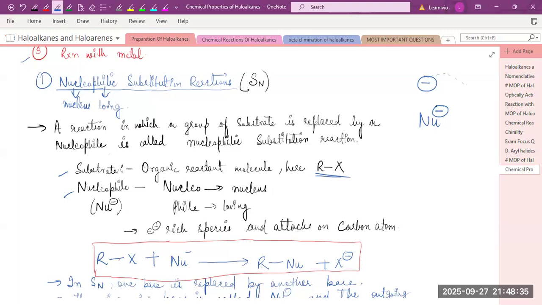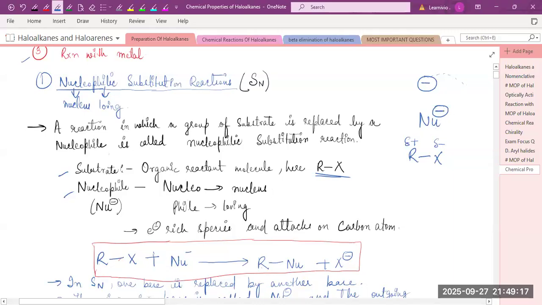Suppose we have RX, so this is alkyl halide. This is the substrate over here. In this reaction, there are two types of components. First one is the substrate and the second is your nucleophile. So what happens? You know very well this is the RX bond. The R alkyl group contains carbon. And because the X halogen group is most electronegative, it will acquire a partial negative charge. And the carbon of the alkyl group will acquire a partial positive charge.